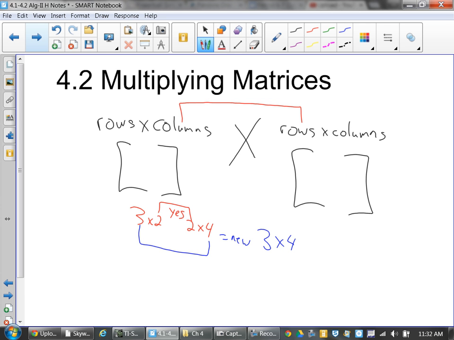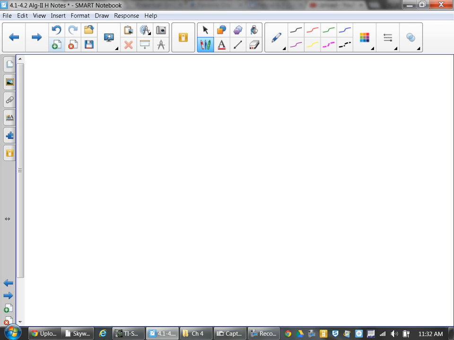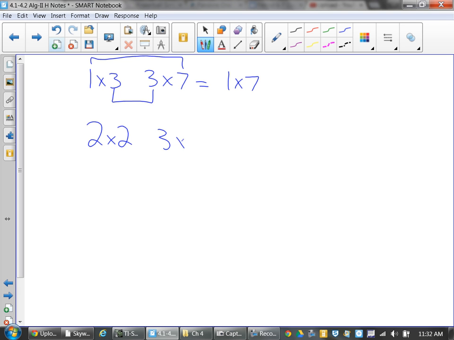So let me show you another example here of the numbers. If I have a 1 by 3 and a 3 by 7, can I multiply them together? Yes, because these are the same, and your answer would be 1 by 7. Now if I have a 2 by 2 and a 3 by 2, these aren't the same, so I can't do it.